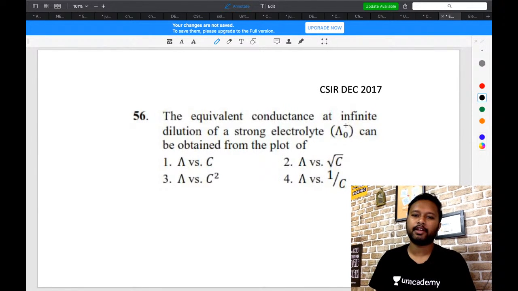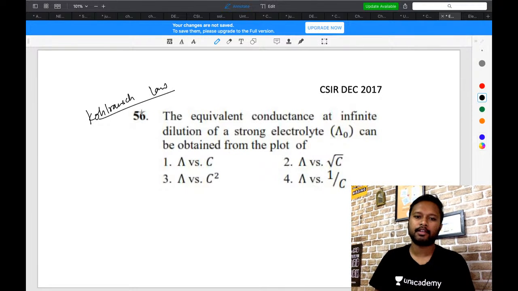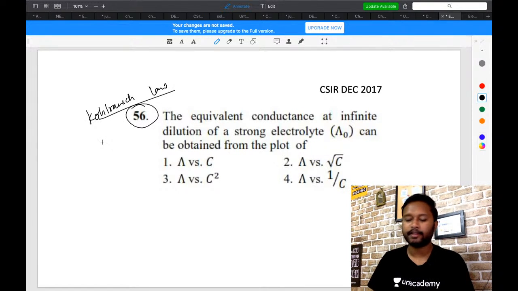Equivalent conductance at infinite dilution of a strong electrolyte can be obtained from the plot of, this is asked from your Kohlrausch law. I have already discussed Kohlrausch law in the class. I'll leave this for you. Just try this and see which is the correct one. I'll tell you the answer is option number 2, but see how Kohlrausch law is related to it.